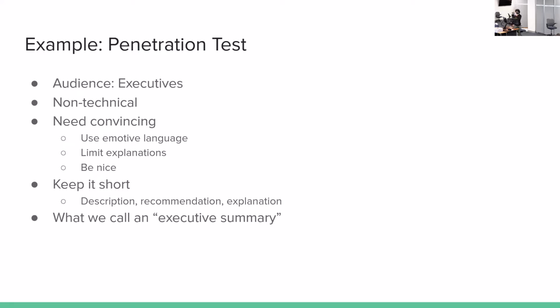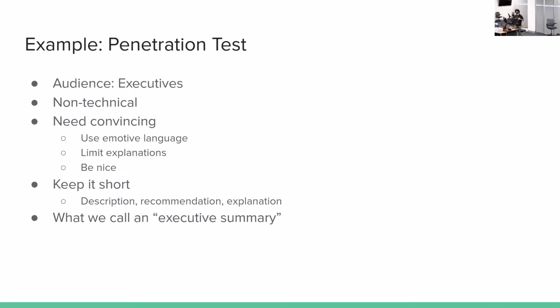So if we're talking to an executive, this is a non-technical audience, and this is an audience that's going to be skeptical about spending money on the problems that you identify. So you need to convince them that what you're talking about is actually important. And in general, you're crafting a bit of an argument here. There's some rhetoric involved. You want to use emotional language to say, you are going to lose money if you don't fix this. Or your customers are going to not trust you if you don't fix this.